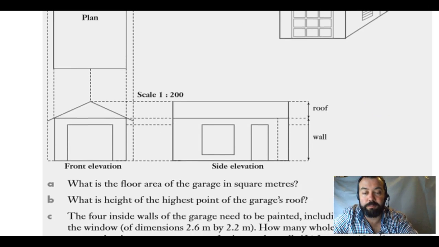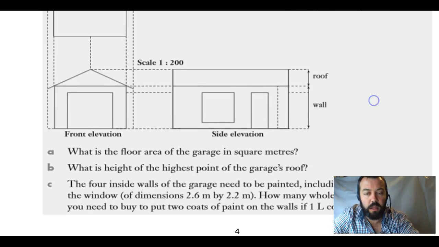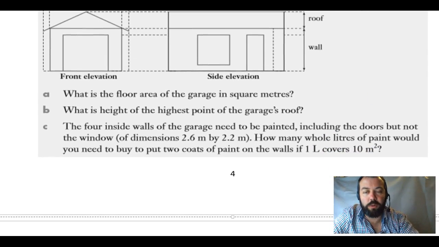For the height of the highest point of the garage's roof, I'm going to use an elevation to work this out. I measure the height from the ground level to the top of the roof on my image, and I multiply it by the scale of 200, and that gives me the object size. Remember, if I've measured in millimetres, then I'm going to get an answer in millimetres unless I convert that by dividing by 1,000. Now, part C here is a fairly complicated question.